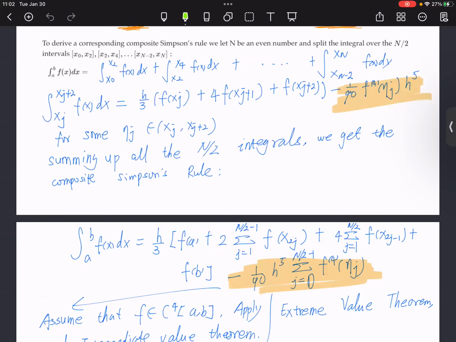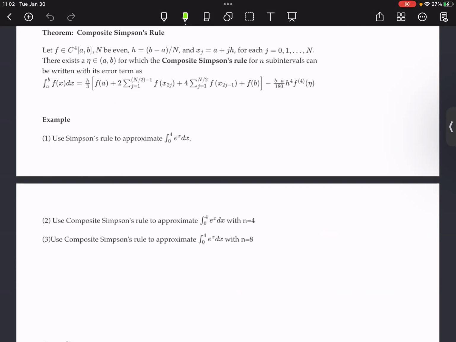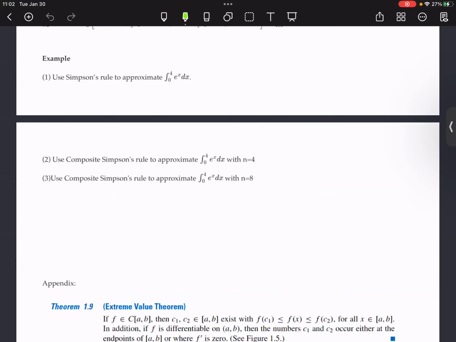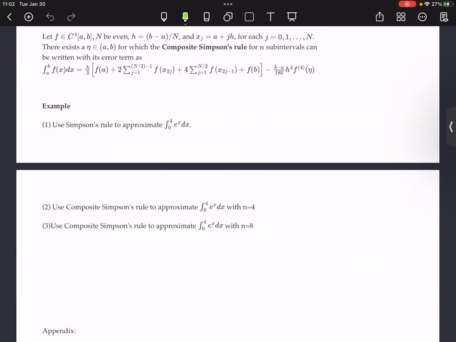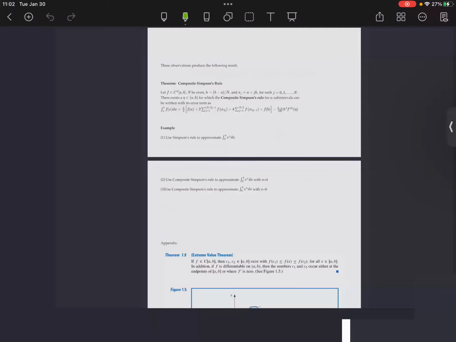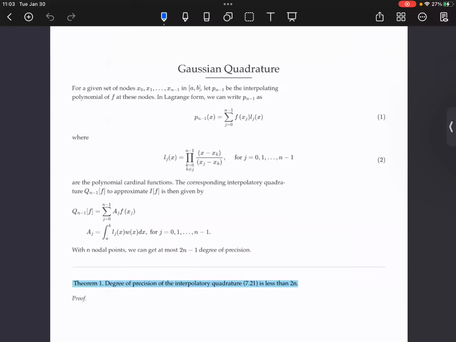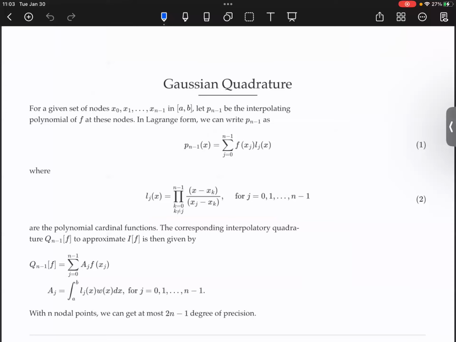questions related to the composite rules, and we also show one example here, and then we use coding to show that for these examples, if we use the composite Simpson's rule compared to the simple one, we have a more accurate result. So today, we will continue our discussions on integrals, but this one is not the Simpson's rule, not the trapezoidal rule. We call it the Gaussian quadrature rule. So let's take a look at what we have here.